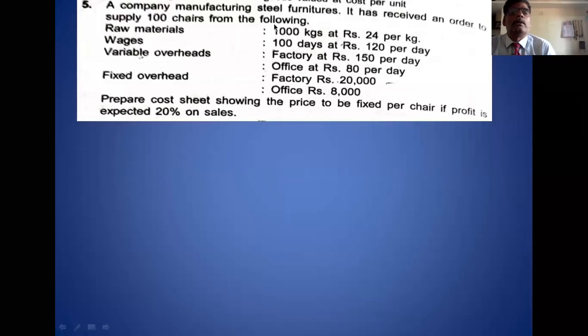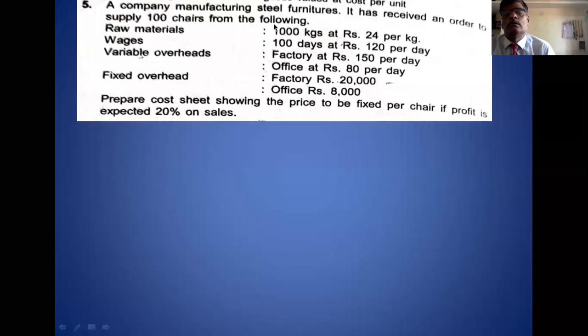A company manufacturing steel furniture has received an order. Let us consider you are the steel furniture manufacturer and you received one order for supply of 100 chairs. To manufacture 100 chairs, the details of cost are like this.